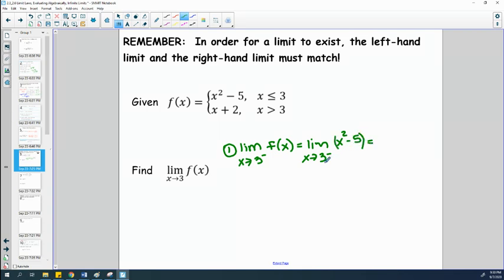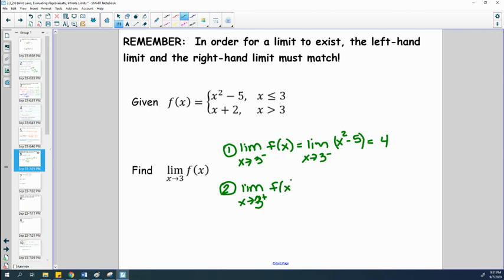So now I can use direct substitution. I can plug 3 in, so I'm going to get 4. So the limit as x approaches 3 from the left is equal to 4. I'm going to do the same thing with the right-hand limit. So I'm going to say that it's the limit as x approaches 3 from the right of f of x.